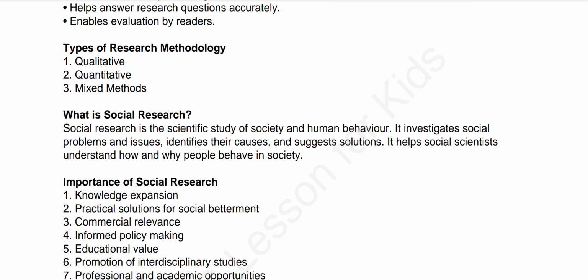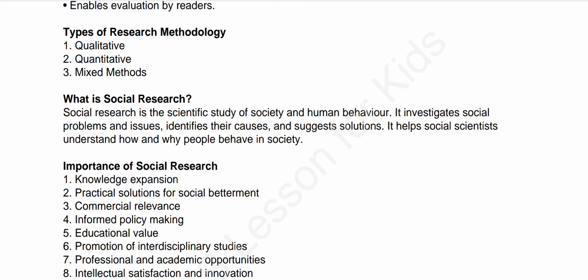Because in a society humans live, so this is a scientific study of society, meaning the overall behavior of that particular community or society, which also includes human behavior, and it investigates social problems and issues. In society we have several problems, for example child labor, poverty. All of these are social problems and social issues. We also study all this, and we discuss the causes and the solutions of these social issues or problems.